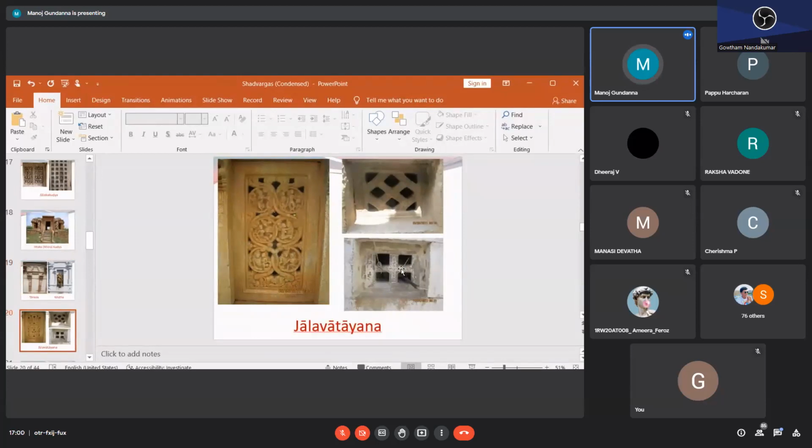Some of the names are based on the shape of the hole, and some of them are based on the decoration. For example, this one is called a Valli Mandala Jalaka. Here you can see the decoration of Valli Mandala, which means creeper. The creepers are carved. So the Jalaka is named after the decoration.